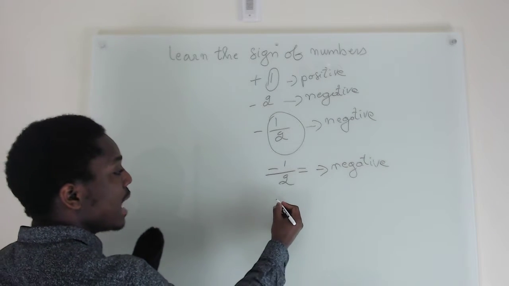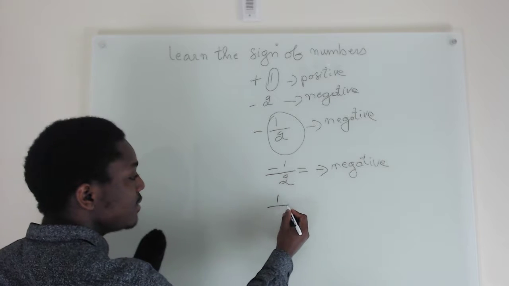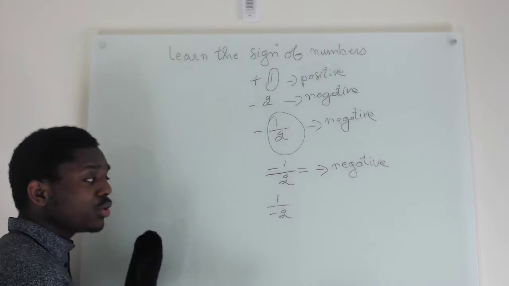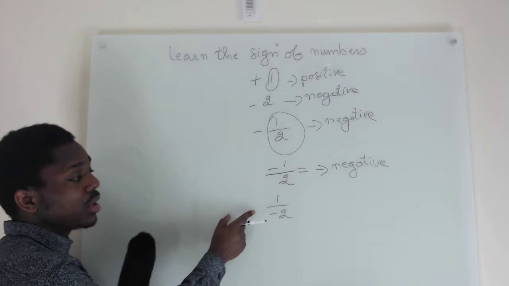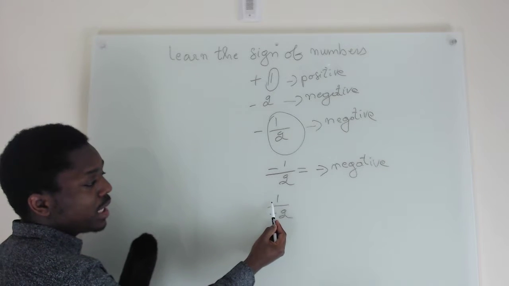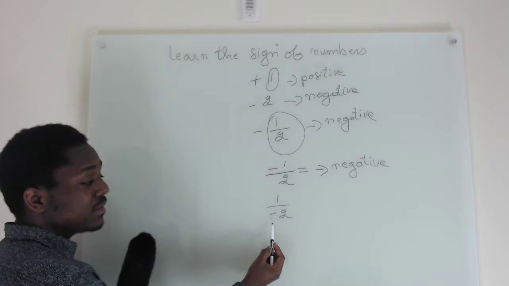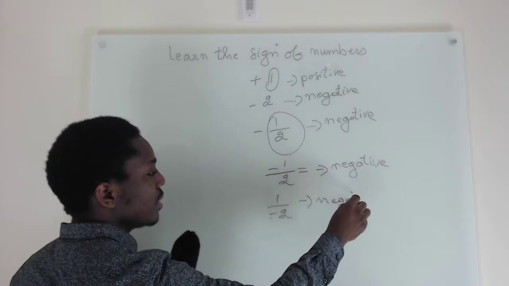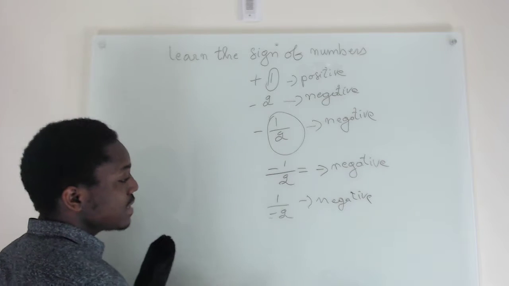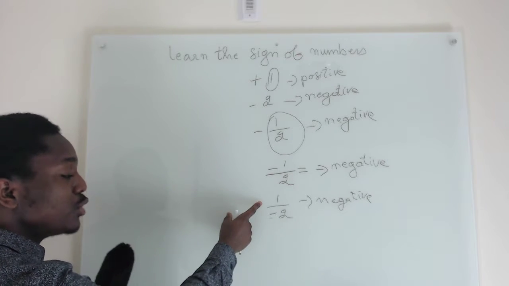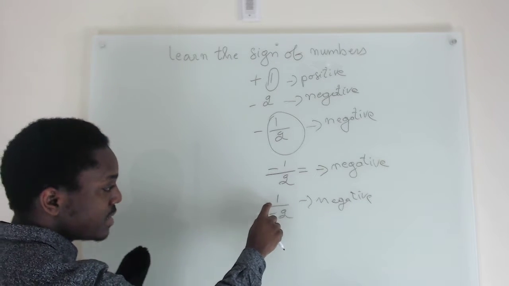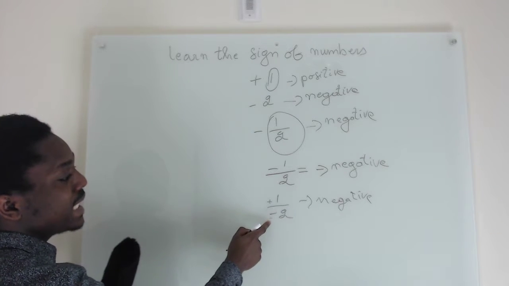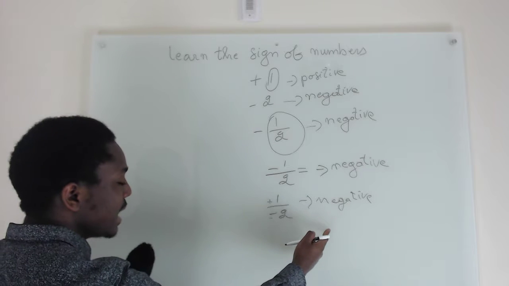And when you have 1 divided by -2, the sign of this fraction, a positive divided by a negative, is always going to be negative. And as I said, when a number does not have a sign, when the space is empty, the sign is positive. So when you have a positive divided by a negative, it will always be negative.